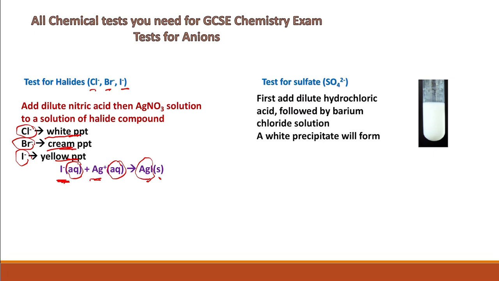Then test for sulfate ion. First, you need to add dilute hydrochloric acid followed by barium chloride solution. This is the barium chloride test. A white precipitate will form, which is the barium sulfate.